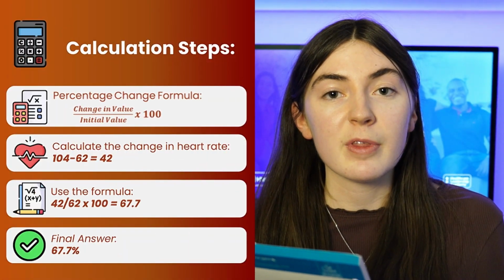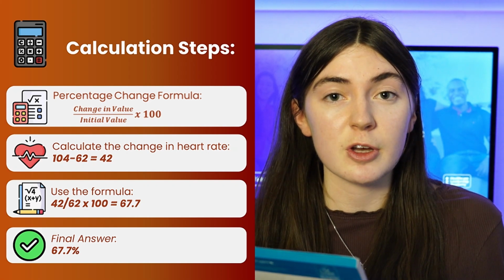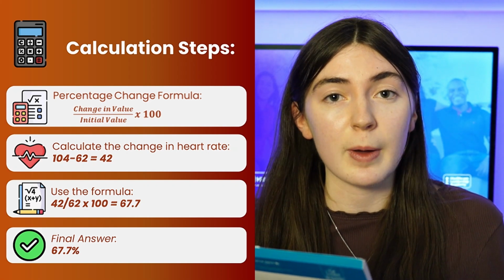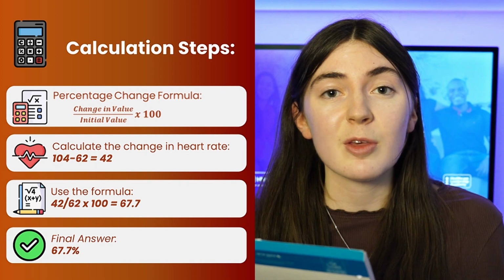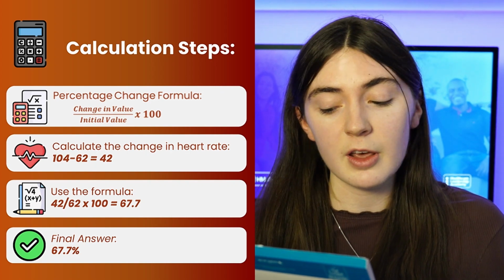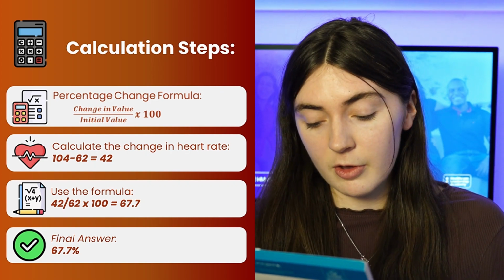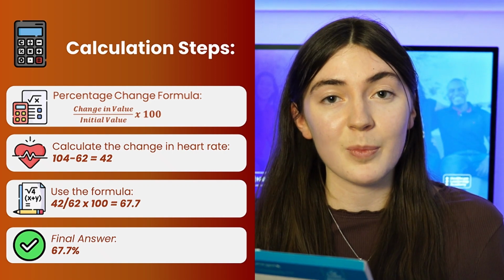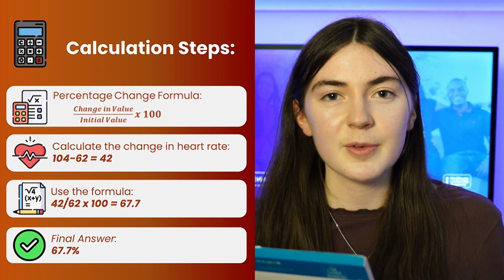Then we want to work out the percentage change. So we're going to do 42, which is our change, divided by our original amount, which is 62. Because it's a percentage change, we then times by 100, and we get our value to be an increase of roughly 67.7%, which is roughly 2/3.